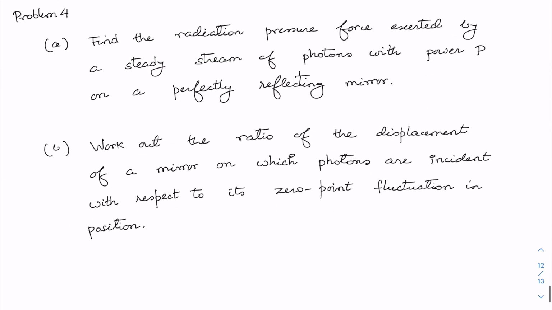Now let us work out this problem. It has two parts. You are asked to find the radiation pressure force exerted by a steady stream of photons with power P on a perfectly reflecting mirror. Let us do it first.